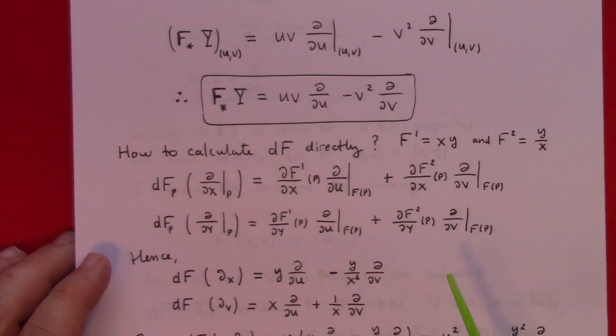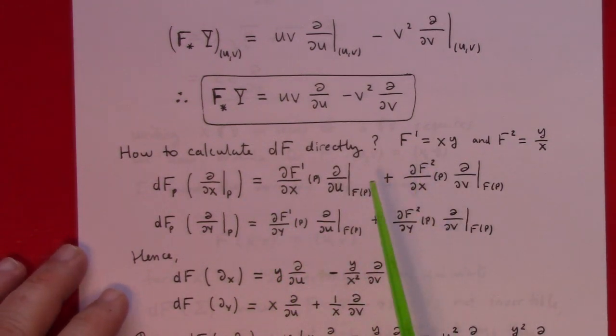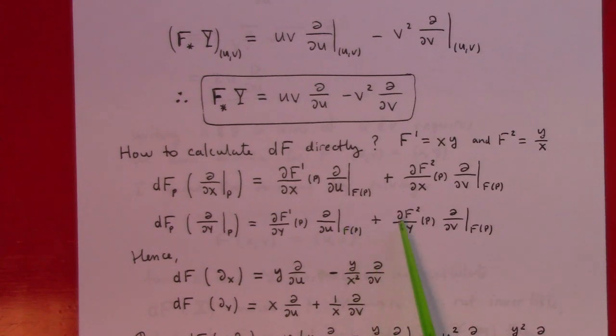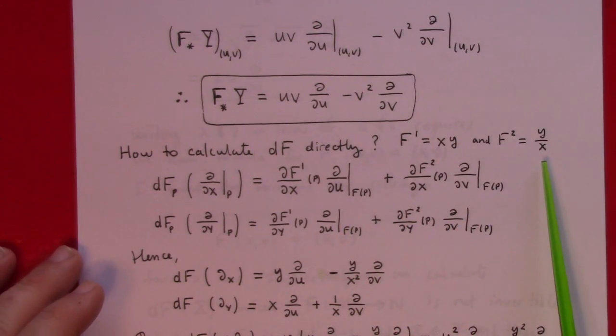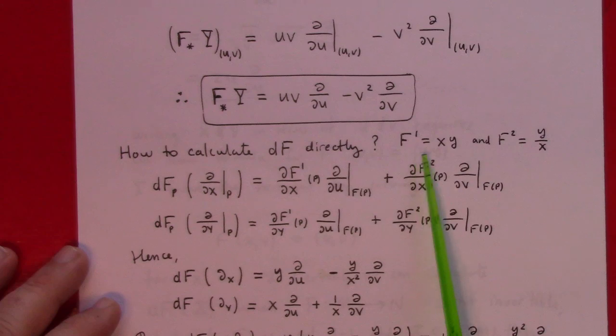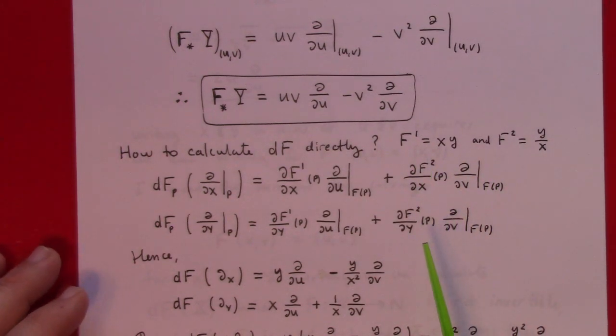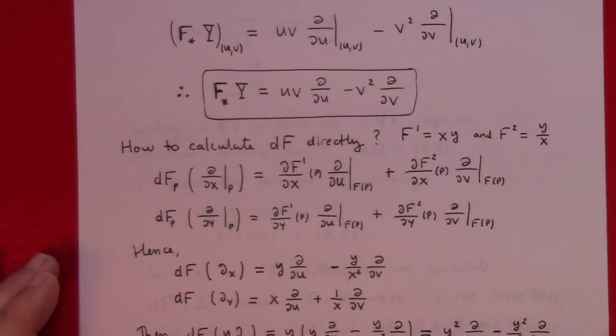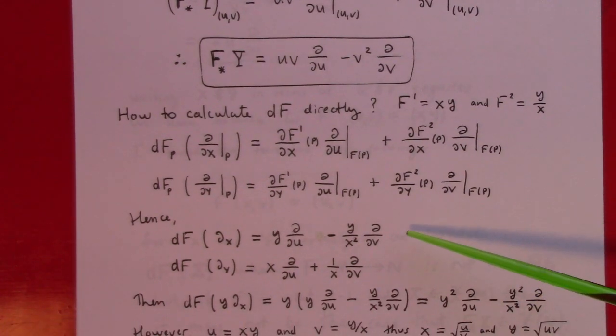And how do I usually calculate? Sometimes I do this, like partial f1, partial x, partial u, partial f2, partial x, partial v, like this. This is how I calculate the differential directly. Here, of course, f1 and f2 are the first and second coordinate functions of the big F map. And as you can see, going through the calculation, I get the same answer.